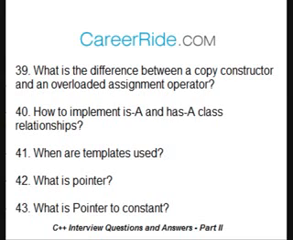How do you implement is-a and has-a class relationships? Is-a is a class relationship which is a specialization of another class. It is used to describe the relationship with other classes. This relationship can be seen implemented in inheritance. For example, if an employee class is there with a person, then the employee is a person.